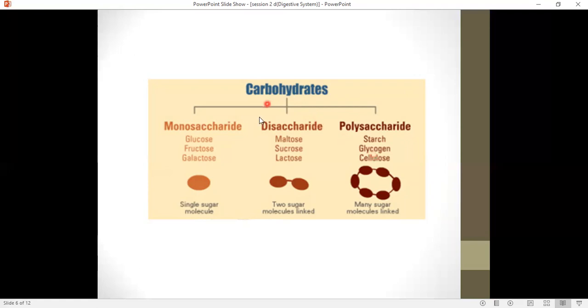I want to go back to the disaccharides here, to maltose, sucrose, and lactose. As we said, each contains two sugar molecules linked together. Maltose consists of two glucose units. Lactose contains glucose and galactose linked together. Sucrose consists of glucose and fructose linked together.